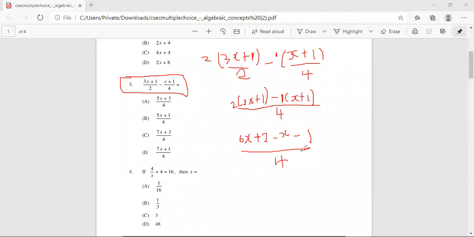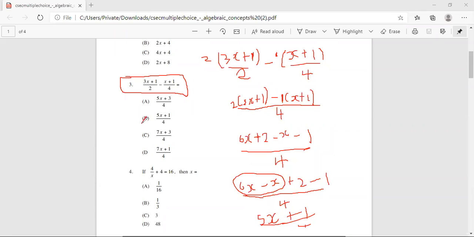Now we group. What do we group? The x terms and the numbers. 6x and minus x, and positive 2 with negative 1. So 6x minus x is 5x, and 2 minus 1 is plus 1. So we get 5x plus 1, all upon 4. So what is the answer?